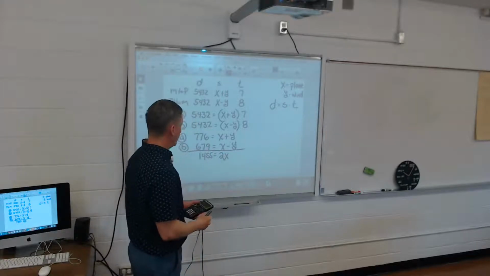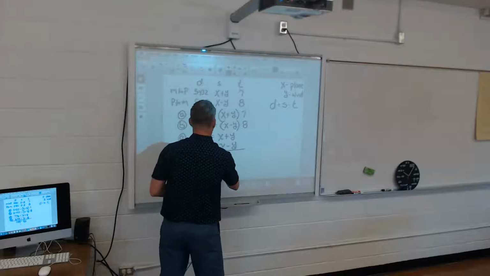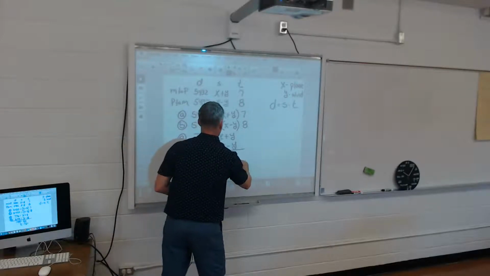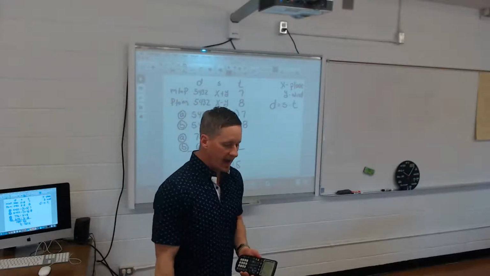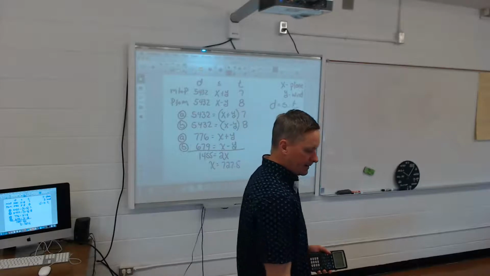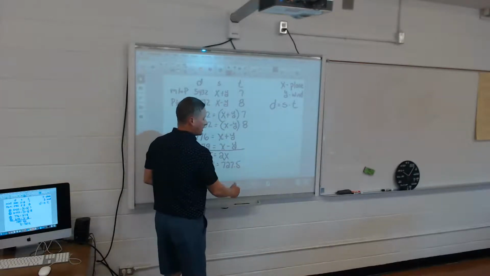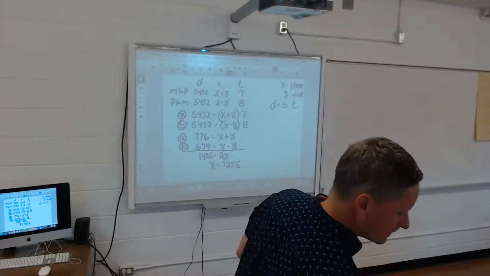equals 1,455. Divided by 2, x equals 727.5. So the plane is flying at 727.5 kilometers per hour.